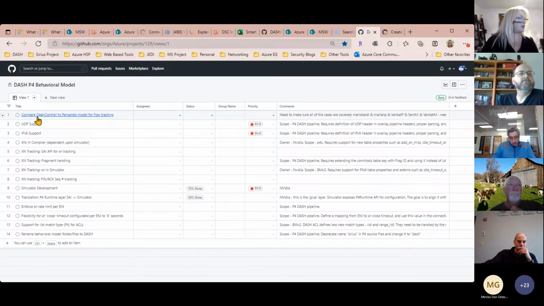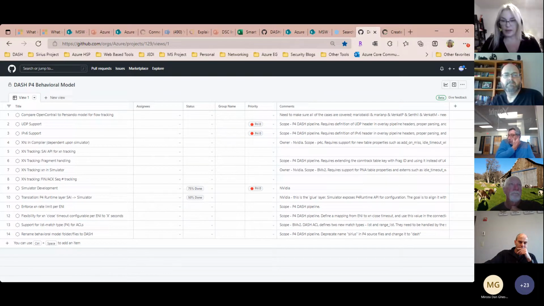But we have the comparison of the one version to the other for the connection tracking, and then all these UDP and IPv6 items. The ones that have to do specifically with connection tracking, I prefaced with connection tracking here, and then the rest of the things. So NVIDIA has taken on at least 4 of these items here: row 3, row 7, row 9 and row 10. So anyway, we're working on that today. And that's what I have for today.